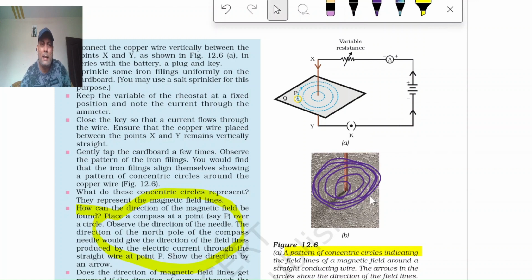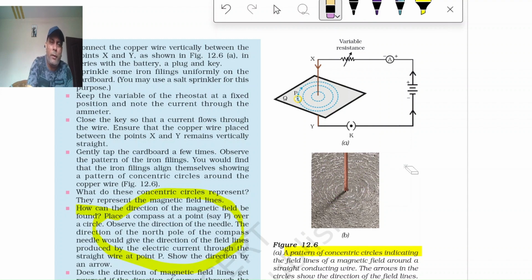So the current is perpendicular to the plane of the cardboard. It's clear that whatever current we are passing through the conductor, the magnetic field produced by that current will be perpendicular to the current plane, or you can say the current will be perpendicular to the magnetic field, or the magnetic field will be perpendicular to the current.